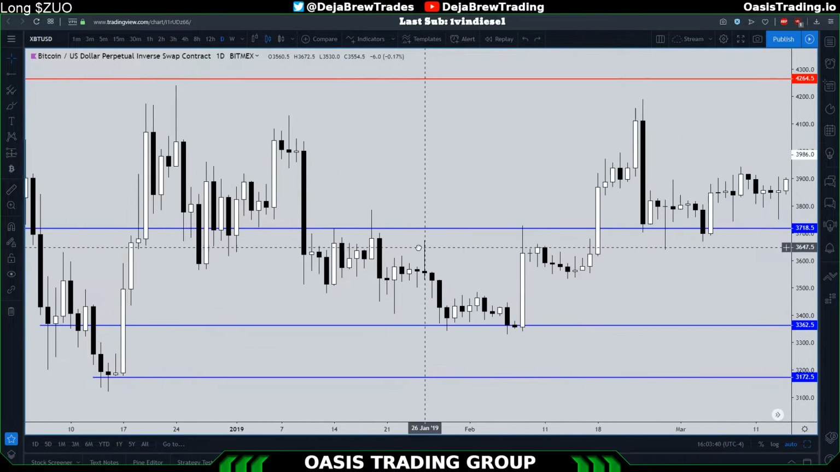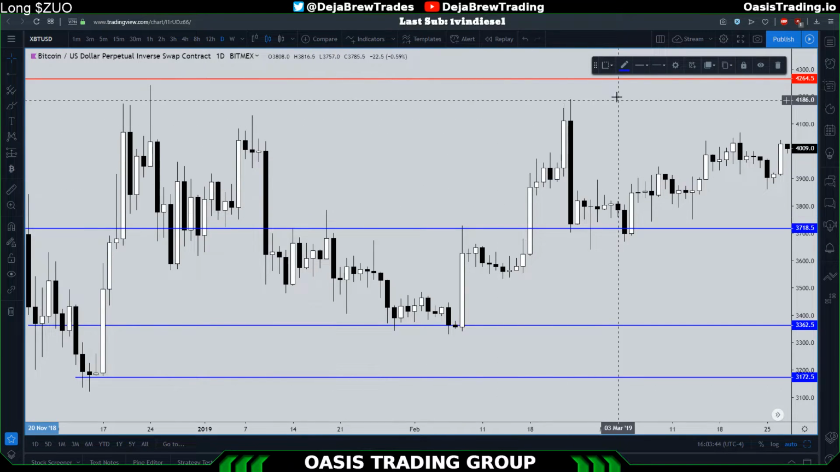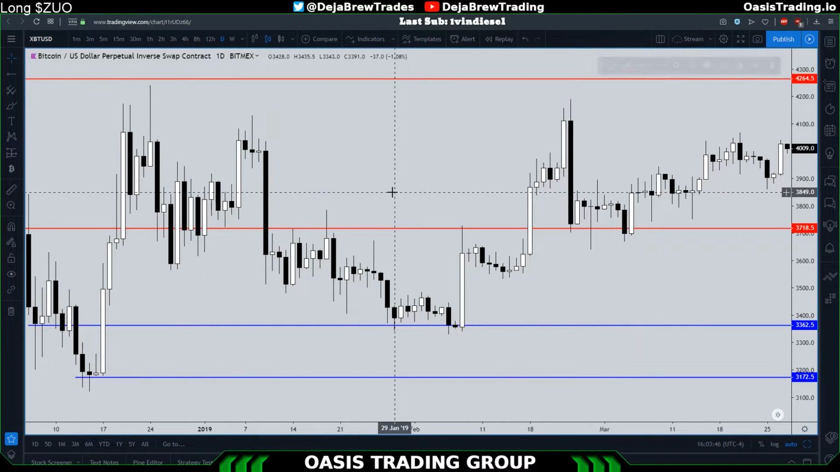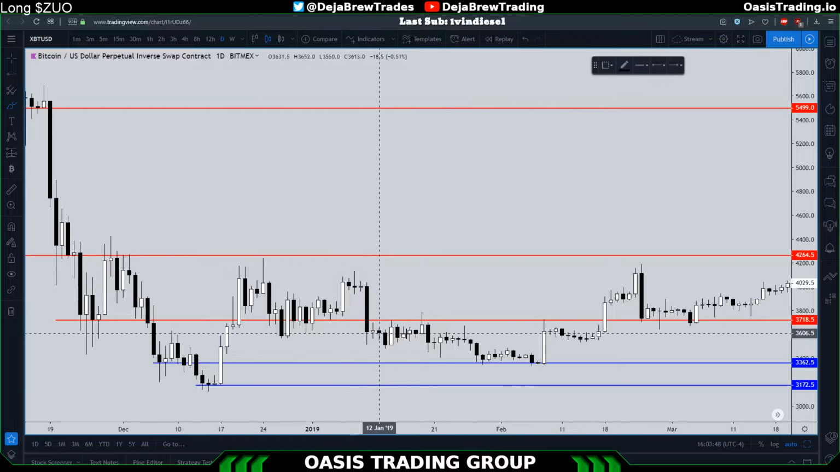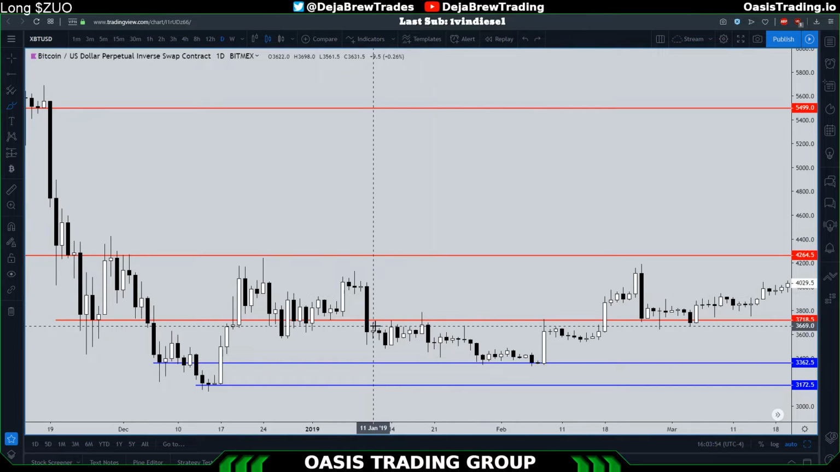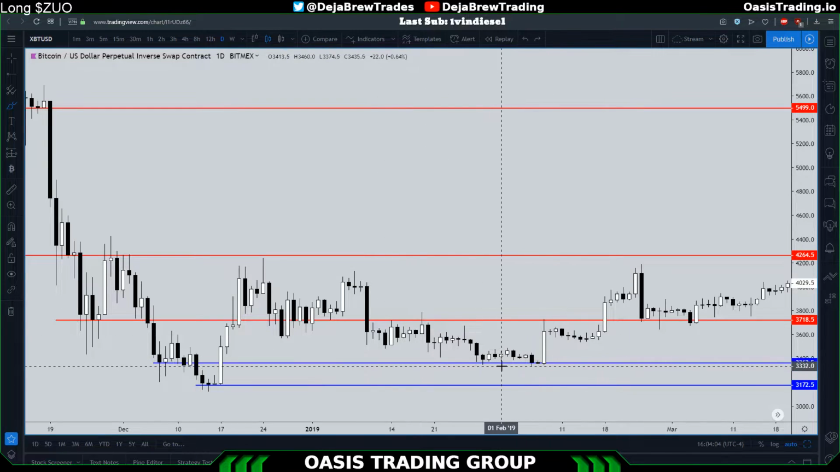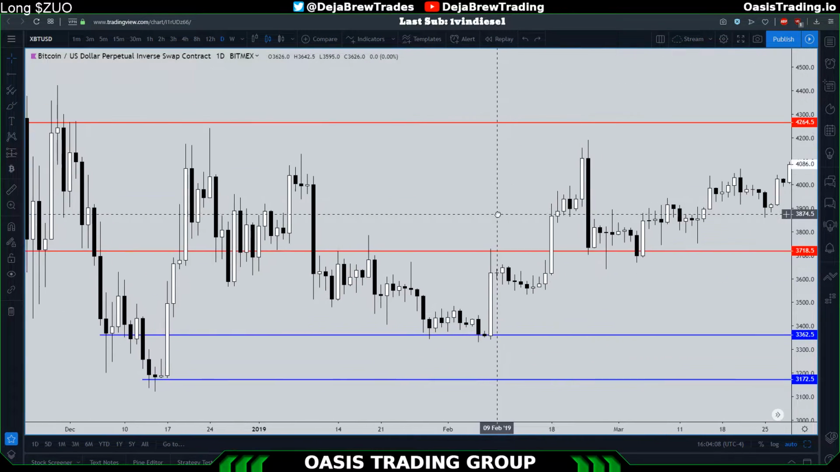So moving forward, we can see this broke, became resistance. And you can see that failure there. It gave you a nice little short. Price failed downward. And look where we bounced. We bounced right off that previous support on that previous swing low. So this still is acting as support. So we're going to move forward.